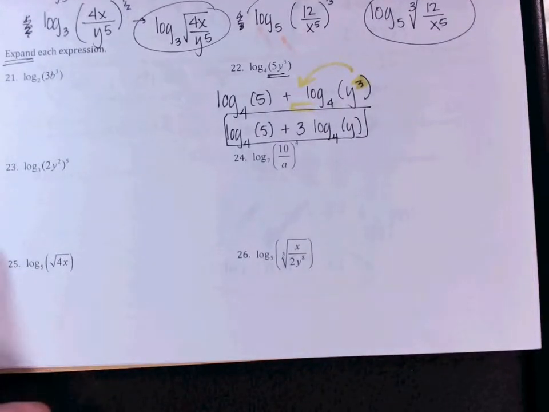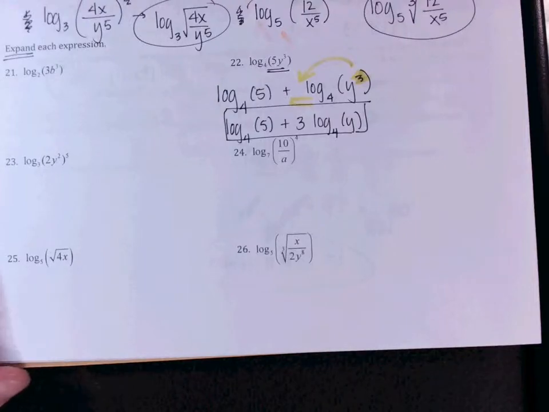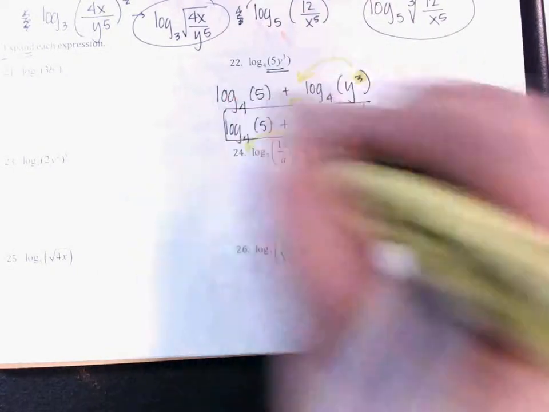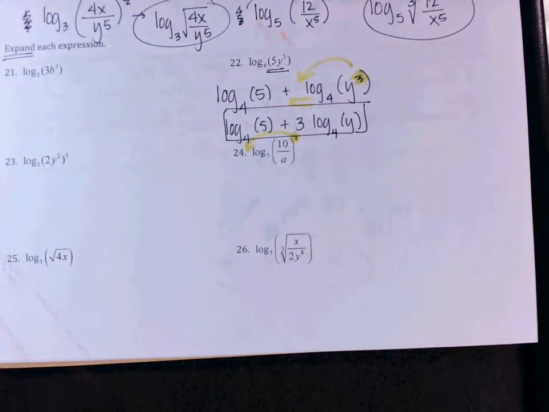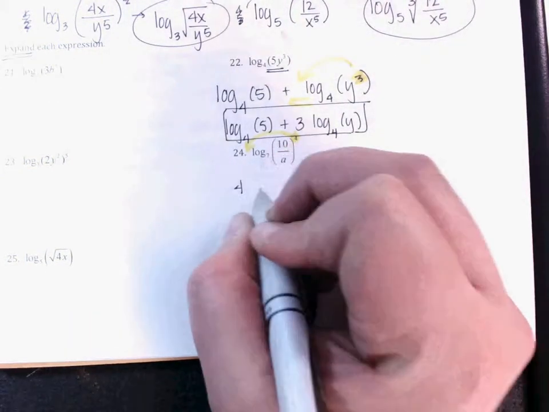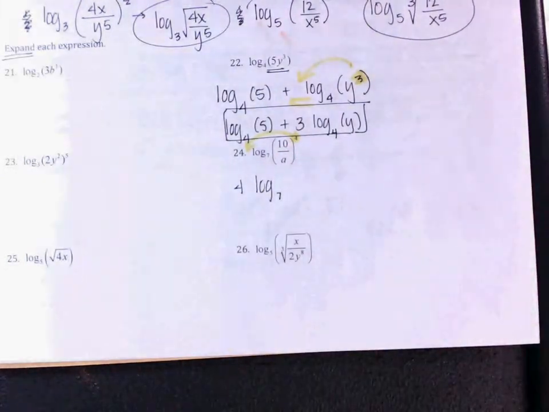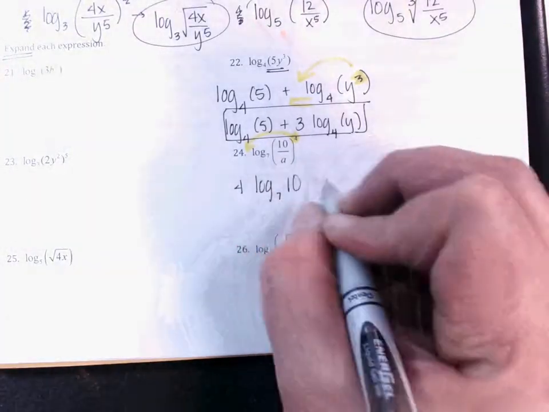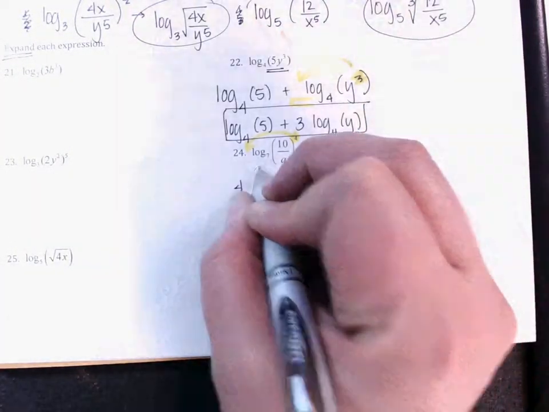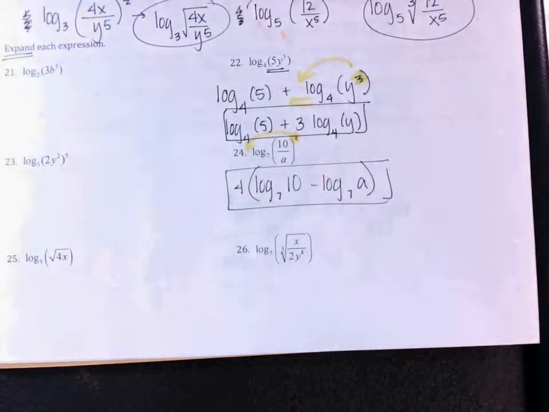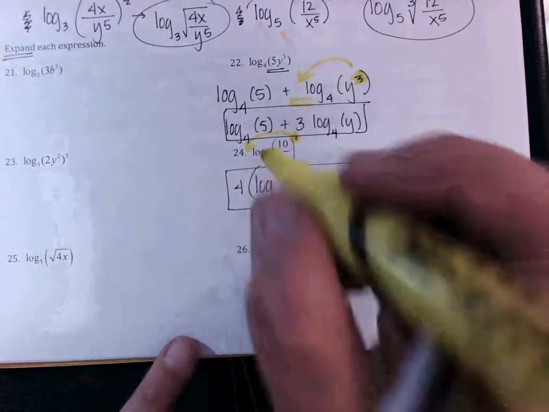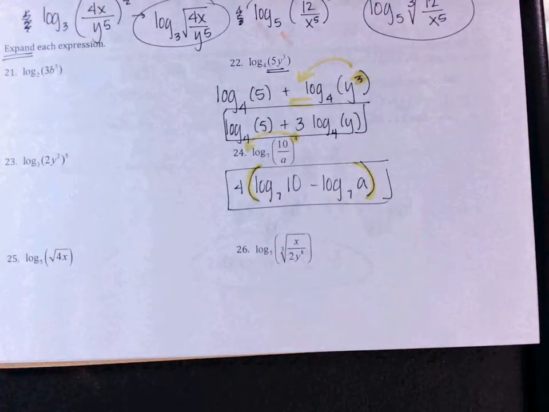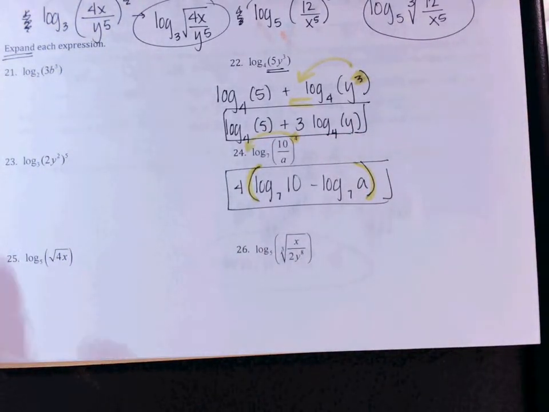Okay, go down to number 24. What do I need to do first on number 24? Yep, I got to get this 4 up top. I got to bring it down to the front because it's on the outside. So my 4 is going to move down to the front. Log 7, and then if 10 and a don't want to share, how do I split them up if it's 10 divided by a? Subtraction. So it'll be 4 log 7 of 10 minus 4 log 7 of a. And notice that these parentheses that I drew in around here, okay, those are necessary because they were originally grouping the 10 and the a at the beginning, so they need to still be there.